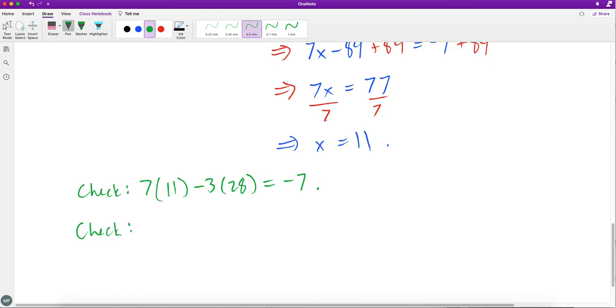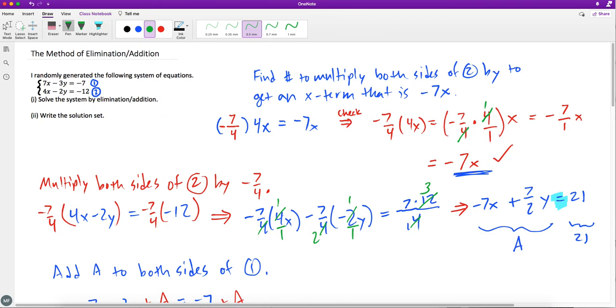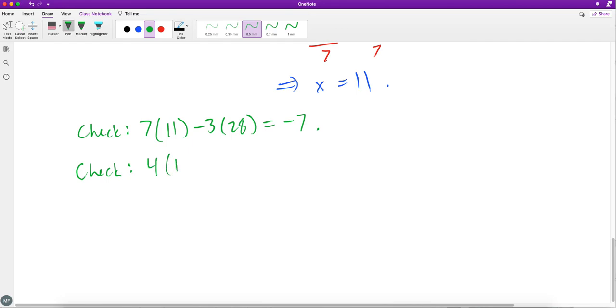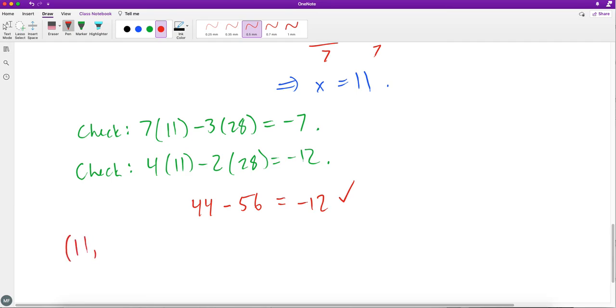We'll check equation 2. So equation 2 was 4x minus 2y equals negative 12. Okay, so if I'm right, this should be a true statement. So let's actually check it. 4 times 11 is 44. 2 times 28 is 56. 44 minus 56 is negative 12. So we are good. So our answer to part 1 is simply the ordered pair 11, 28. That's the single solution of this consistent independent system of equations.